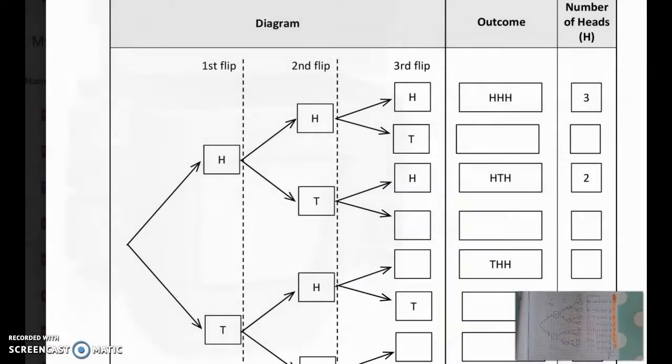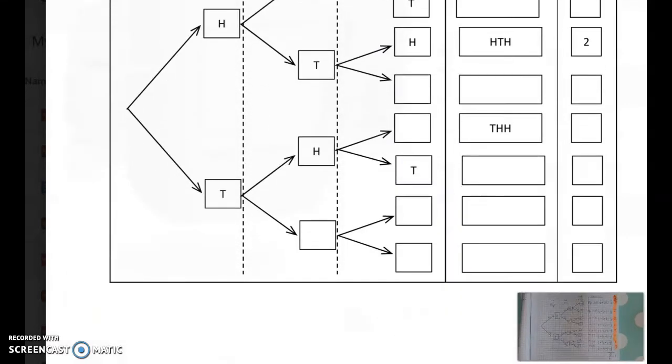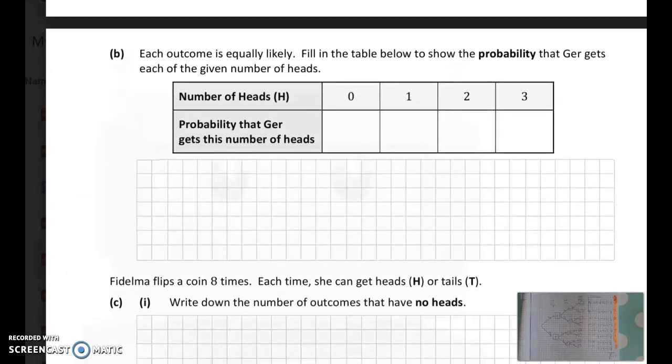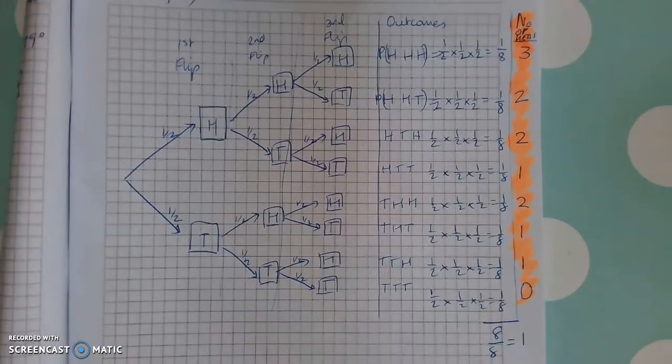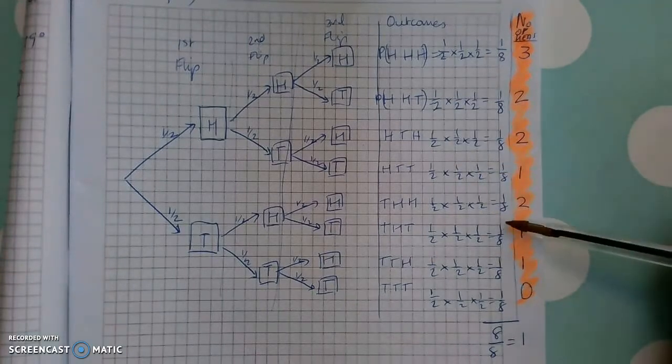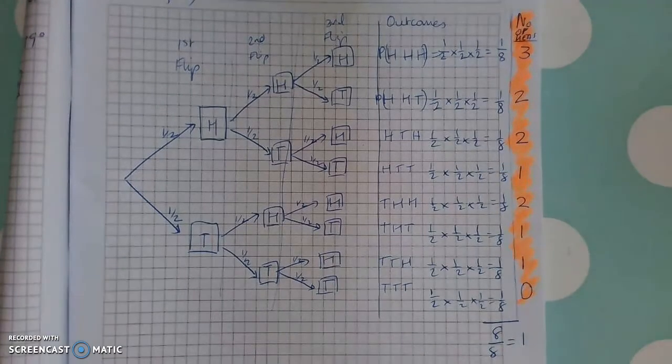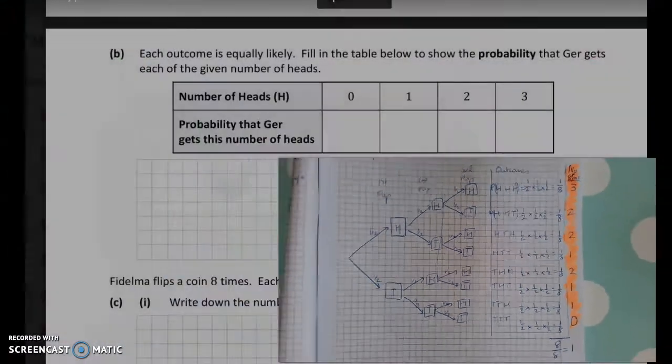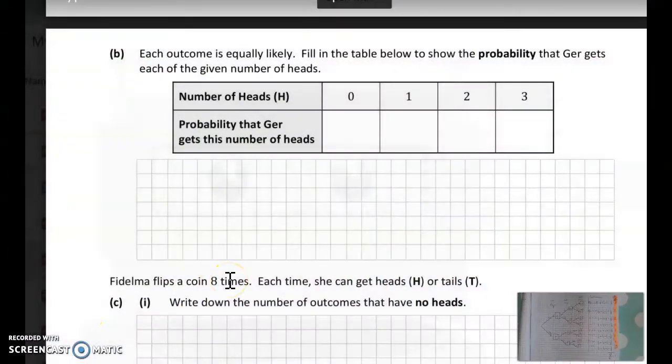I'm going to shrink that down to the side and bring the file up. Now it says each outcome is equally likely. Well, I've just shown you that the chance of each of these outcomes coming up is 1/8. They're all equal. There's an equal chance of each of the 8 coming up. It says: fill in the table below to show the probability that Ger gets each of the given number of heads. I'm going to pause the video so I can draw that little table.